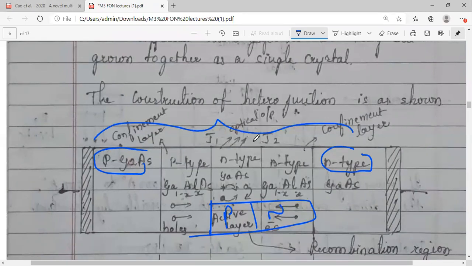You can see the 5 different layers, out of which these central 3 layers are important. These two are the confinement layers, and the central one is the active region through which the light is getting emitted. Okay, there is one small mistake in this.